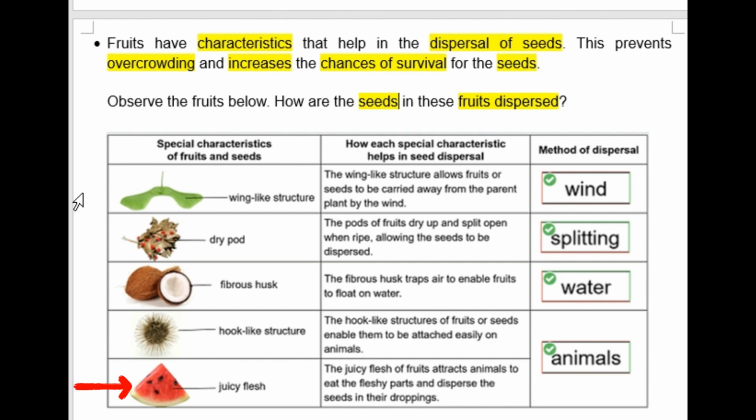Special characteristics of fruits and seeds: juicy flesh. How each special characteristic helps in seed dispersal: The juicy flesh of fruits attracts animals to eat the fleshy parts and disperse the seeds in their droppings. Method of dispersal: animals.